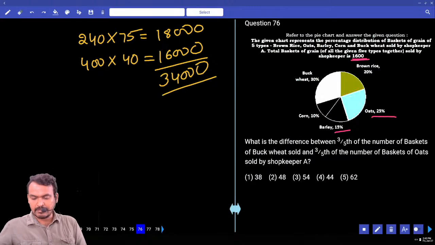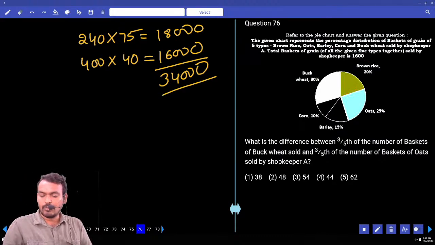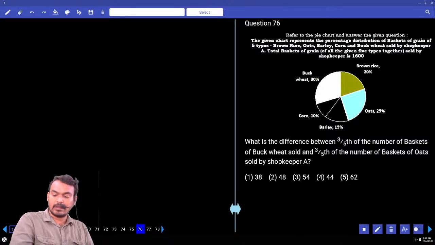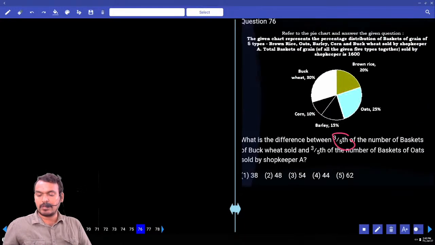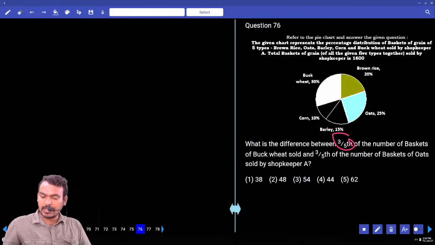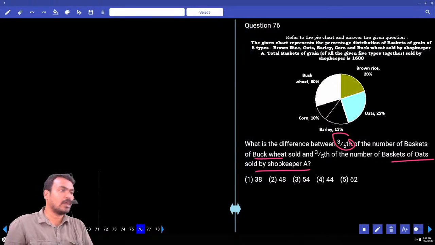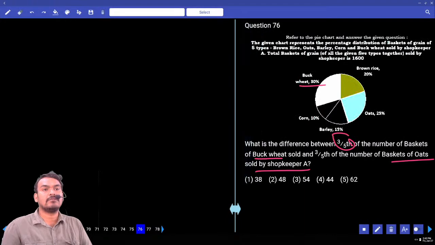Next, question number 76. What is the difference between 3/5 of the number of baskets of buckwheat sold and 3/5 of the number of baskets of oats sold by shopkeeper A? 3 by 5 means what percentage? 60%, right? 60% of which one? Buckwheat. 60% of which one? Oats, right? Okay. What is the buckwheat percentage? 30%. What is the oats percentage?